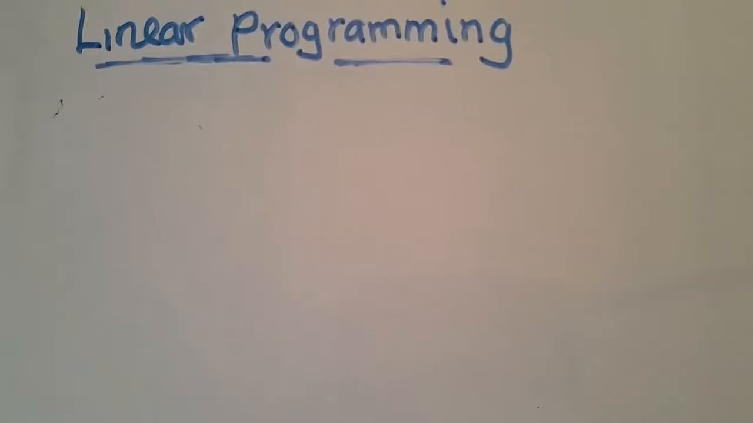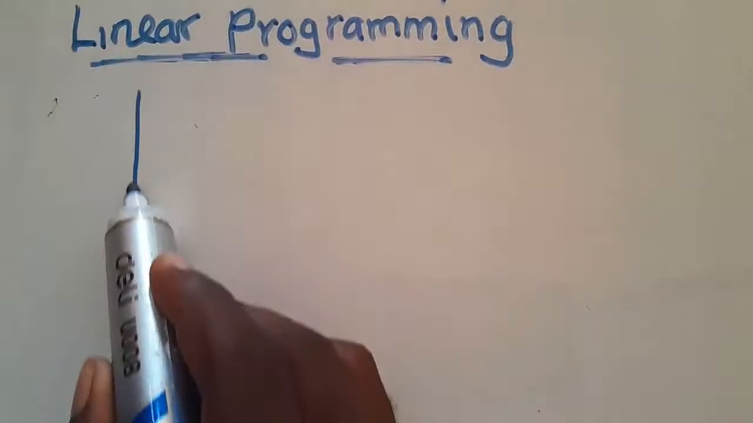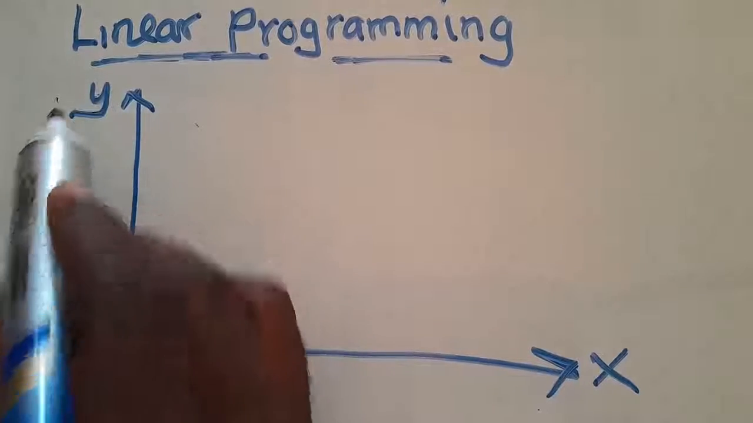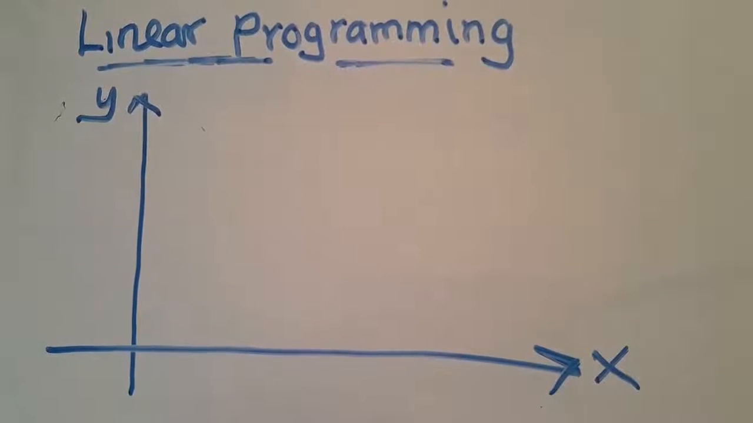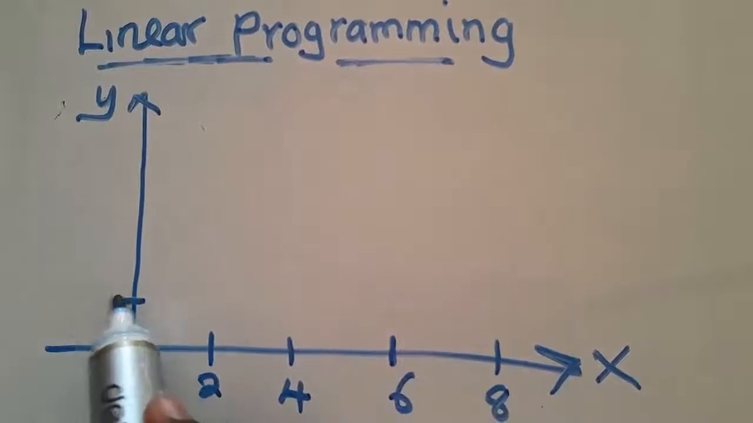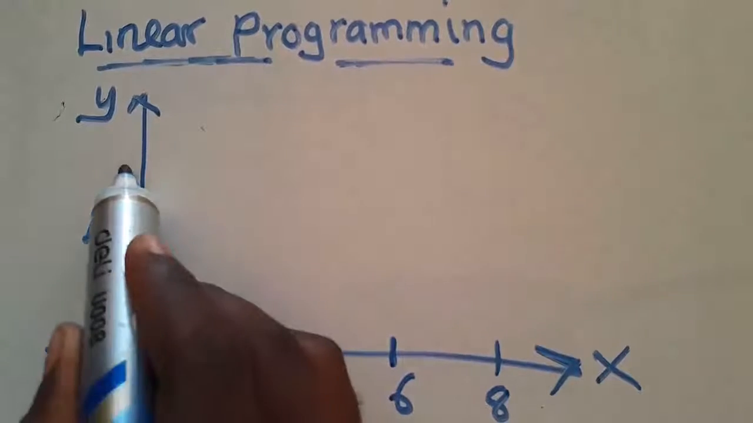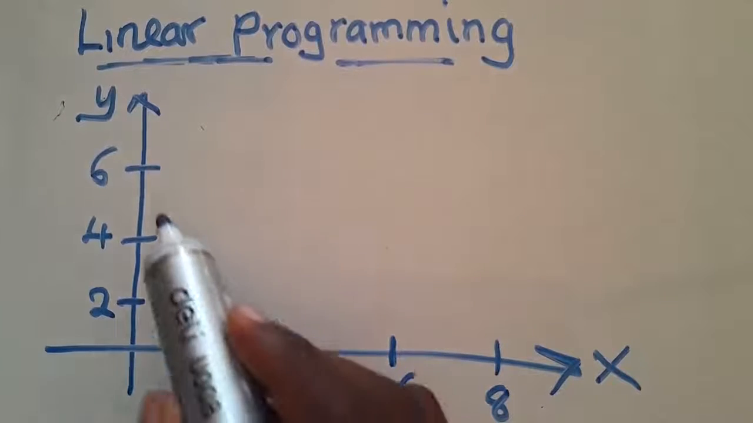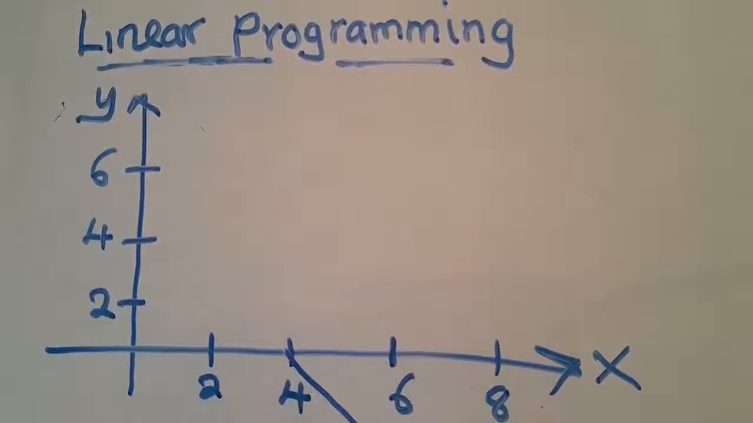So you are given something like this. This is a bit different from what we did. Once you understand this, then everything becomes simple. This is what you are having. You know that this is the x-axis. This is the y-axis. So let's say here we've got 2, 4, 6, 8, 2, 4, 6, like that. Then you are having a line that is passing through here, like this.